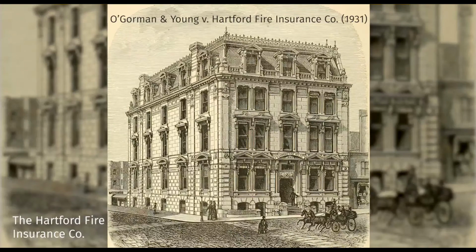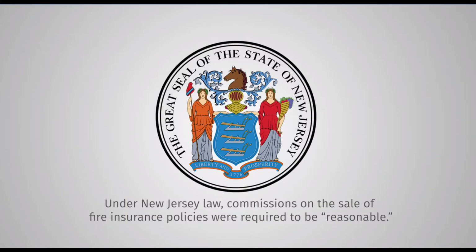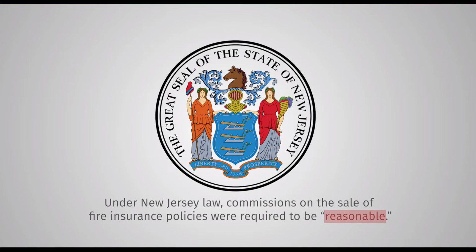And we start today with a case known as O'Gorman and Young versus Hartford Fire Insurance Company. This is a case from 1931. And in this case, Justice Roberts made an immediate impact on the court in O'Gorman and Young because under the New Jersey law, the commission on the sale of fire insurance policies are required to be reasonable.